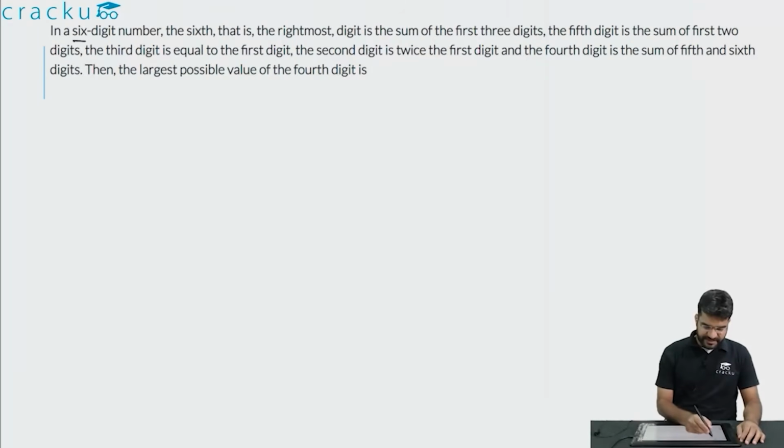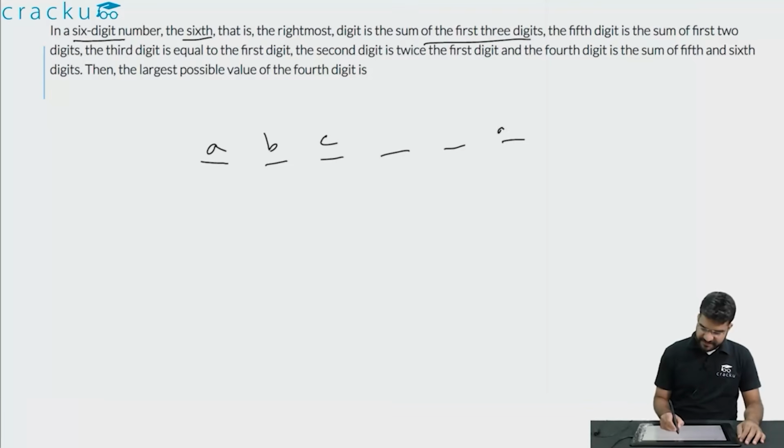In this question, it is given that there is a 6-digit number in which the 6th digit is the sum of the first 3 digits. So let us put in 6 blanks first. Let the first 3 digits be a, b and c. So the 6th digit will be a plus b plus c. The 5th digit is the sum of the first 2 digits. So the 5th digit will be a plus b, and the 3rd digit is equal to the first digit. So we are told that c is actually equal to a. So a plus b plus c will equal 2a plus b. And the second digit is twice the first digit. So we are told that b is actually equal to 2a.